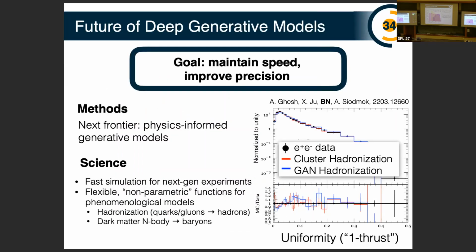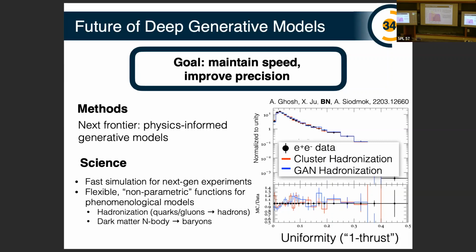So where is this going? I would say there's a lot of work ongoing to maintain the fast speed of these generative models, but improving the precision. And I've only mentioned GANs, but there have now been a number of tools proposed to accelerate simulations that are like GANs but have other features, and I'm happy to talk about that later if you're curious. But there are other attributes we want to embed in these neural networks as well. So the next frontier I've written here is physics-informed generative models. So generative models that are tailored to the specific structure of our events. So they might have some Lorentz covariance structure.